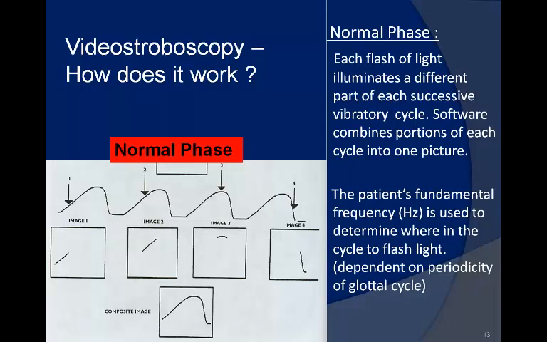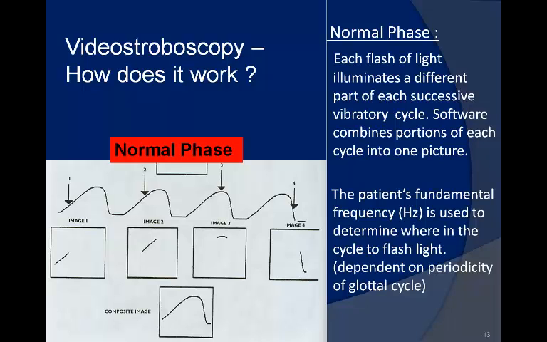Video stroboscopy uses a light source that is pulsed for endoscopic visualization of vocal fold vibration in apparent slow motion. The source of the pulsing light is a xenon bulb in the light box. The laryngeal microphone or electroglottography unit tracks the fundamental frequency of the patient, and the light flashes at 1 to 2 Hz above the fundamental frequency, and this results in apparent but not real-time vocal fold vibration. This is called the normal phase.